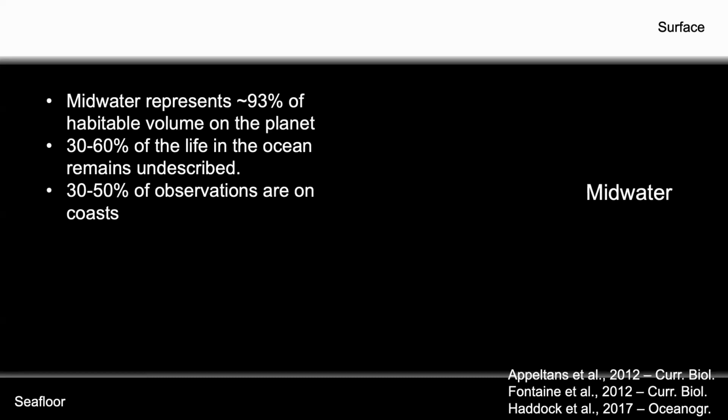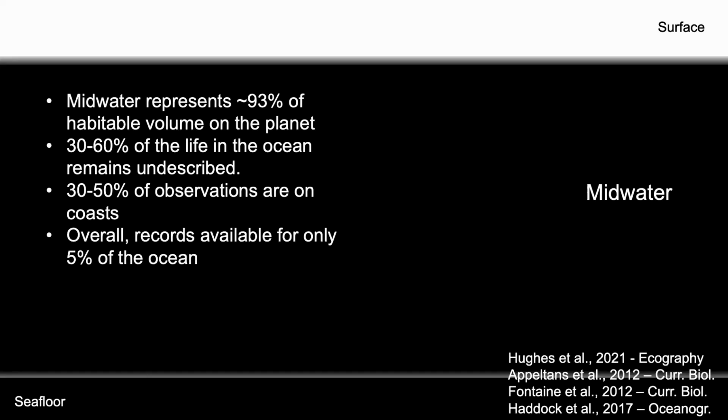And then the things that we have observed, our observations are rather biased. So most of those are observed on the coast, about 30 to 50% of the observations. And overall, we only have records available for about 5% of the ocean volume. And when I say records, I'm talking about point observations. These are not necessarily time series. These aren't necessarily persistent observations. We have a sample from about 5% of the volume here.